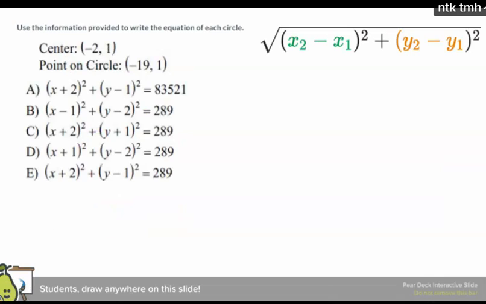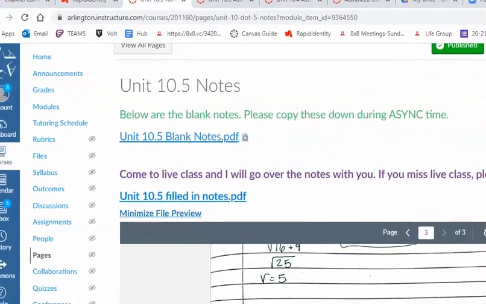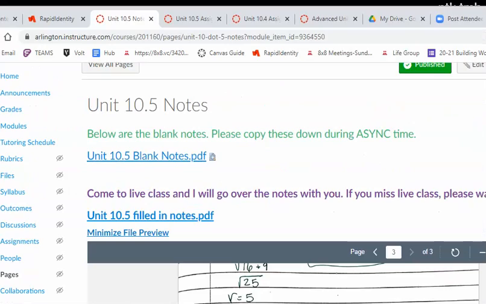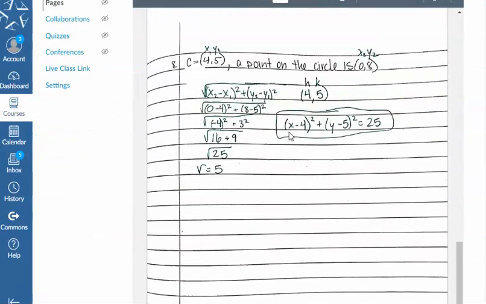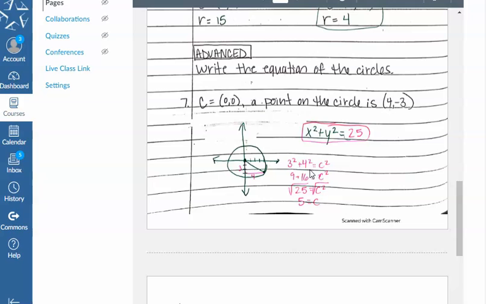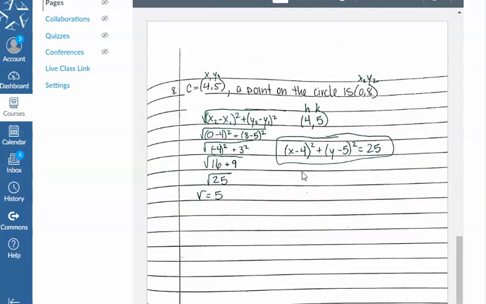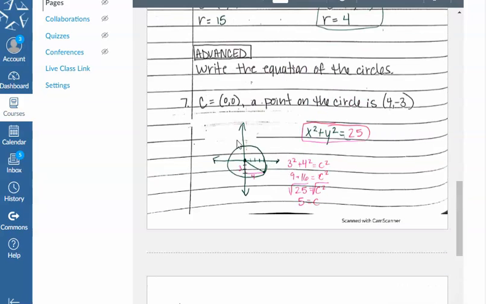Okay, this one is tough. I will admit it, this is the advanced problem. I'm going to go to the notes for this and pull them over here on the screen. If you know how to solve for this and you feel good about it, go for it. If you're totally lost, let's talk about it. There's a couple different ways you can do it, and I showed you both ways on the notes.